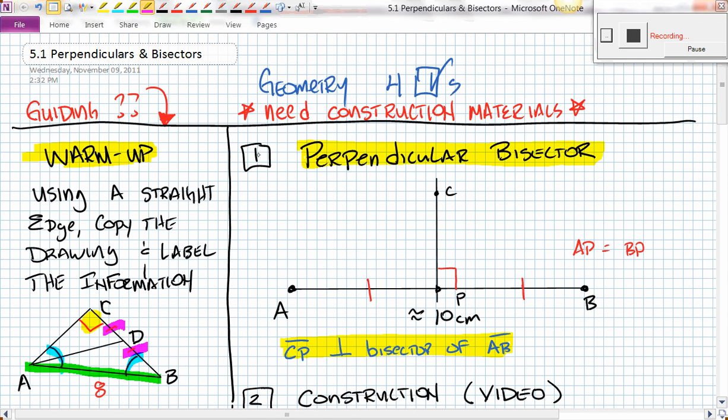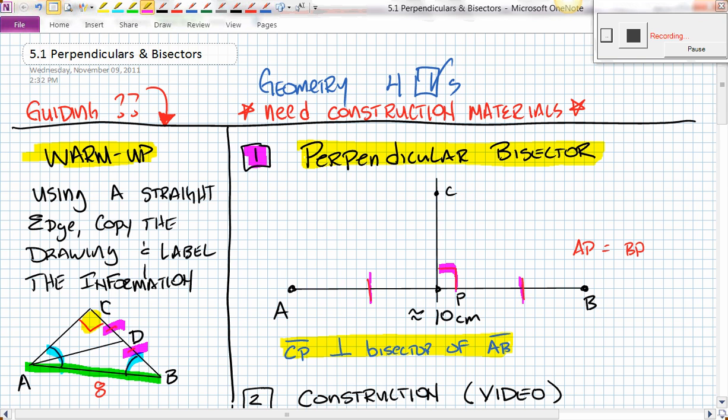So box number 1 here is the idea of a perpendicular bisector. A perpendicular bisector has to fulfill the 2 words that it says. Perpendicular, which means it meets at 90 degrees, and bisect means it cuts a segment in half. So if you have those 2 things going on, you have a perpendicular bisector.